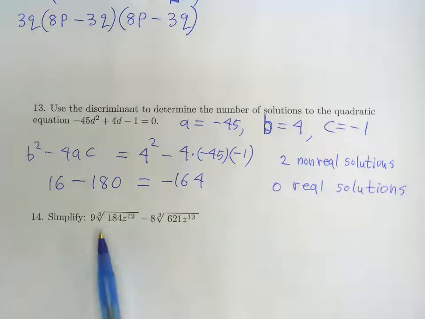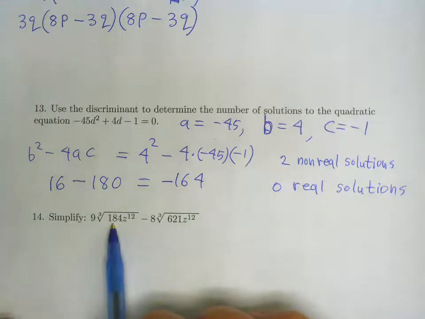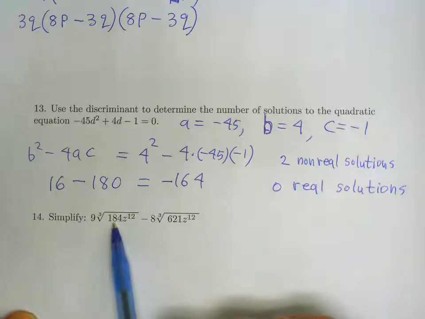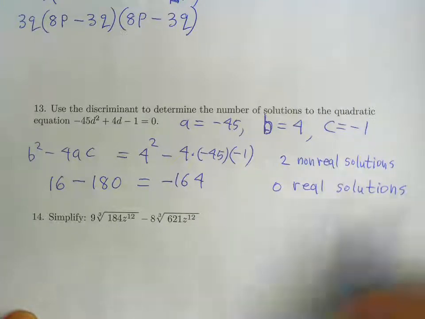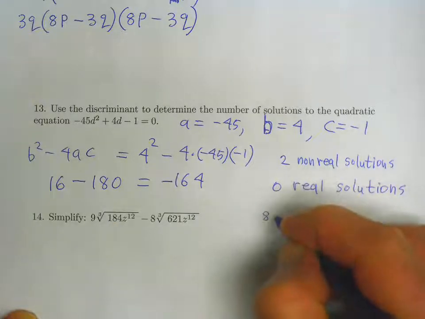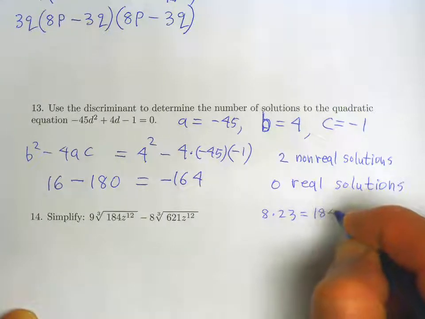And now we have to figure out if the cubed root of 184 can be simplified. Okay, so if we remember what the perfect cubes are, 8 is a perfect cube, and 8 is a factor of 184. Note that 8 times 23 is 184.